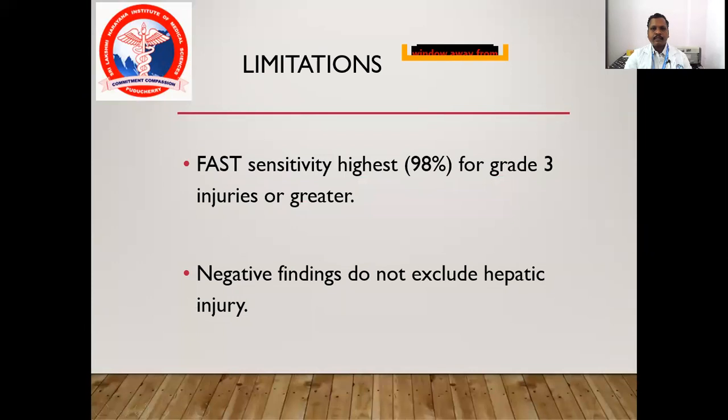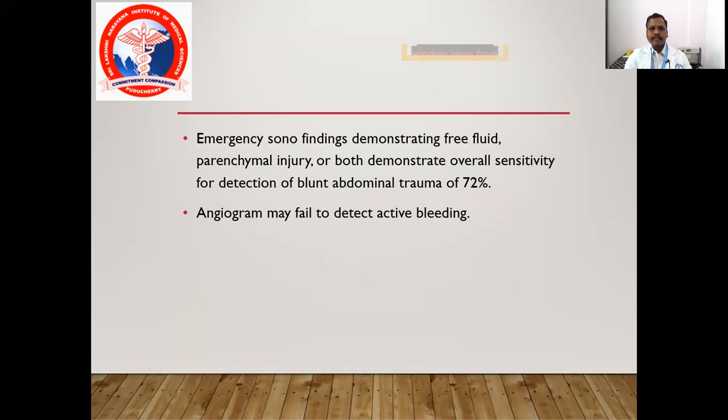FAST sensitivity is highest, 98%, for grade 3 injuries or greater. A lesser injury might not show up, but a negative finding does not exclude a hepatic injury. So that's what we need to know. A FAST scan is sensitive, but you should have a higher grade of injury. In emergency FAST, we just want to see whether any injury is there.